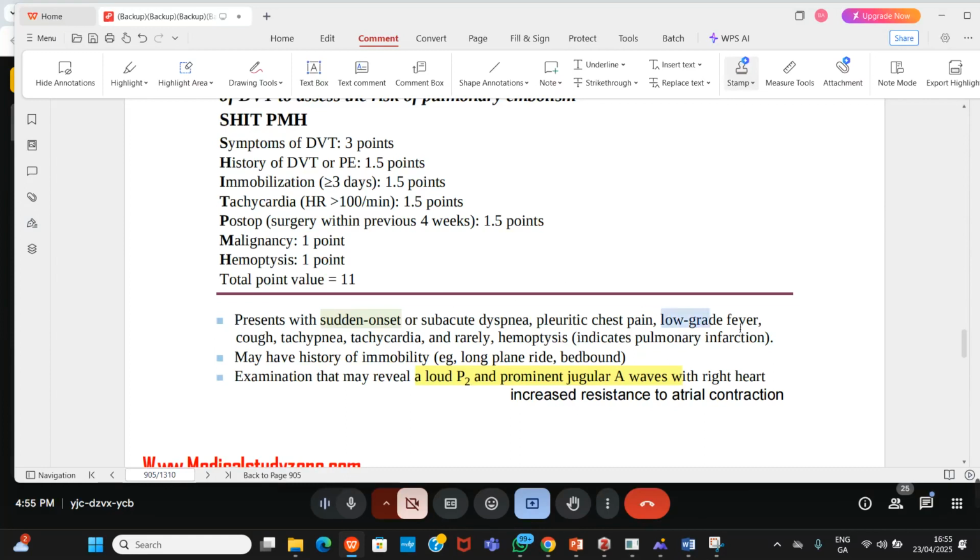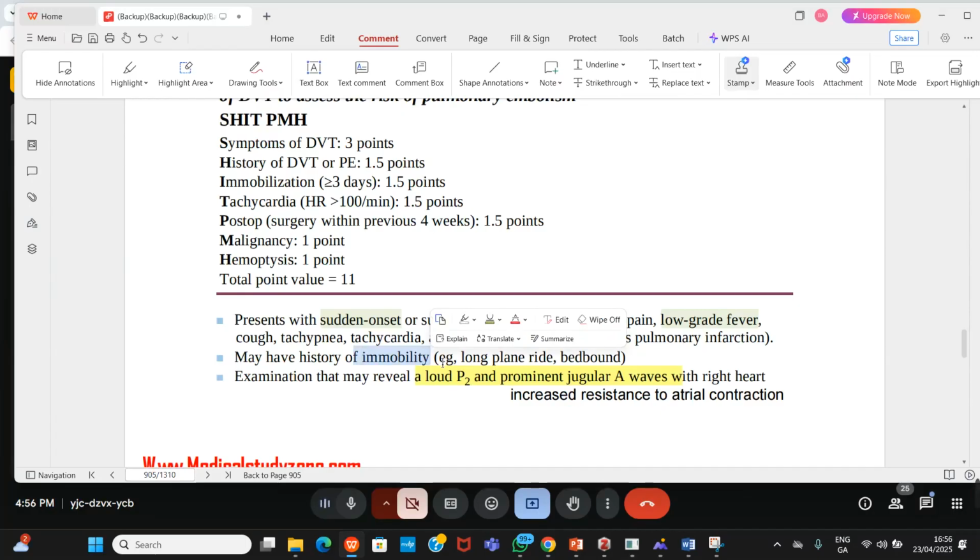So yes, we need to know the Wells score. Very, very important. But somebody with PE, how will they present? Look for sudden onset. That's what you need in the exam. Sudden onset difficulty in breathing, PE. Sudden onset difficulty in moving the legs, stroke. All the sudden onset in medicine, we need to know, because it tilts our mind to the diagnosis faster.